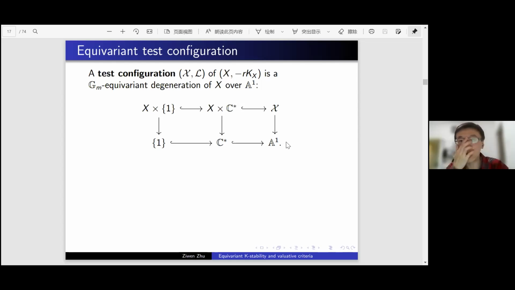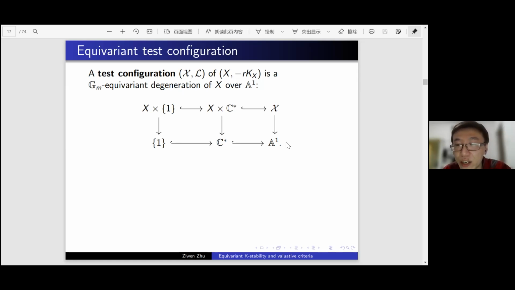Before I talk about examples, let me first go through the definitions of K-stability and equivariant K-stability. Therefore, I need to go through the definition of test configurations. A test configuration of a Fano variety X is a C-star equivariant degeneration of X. Outside the central fiber, it's C-star equivariantly trivial, so it's X cross C-star over C-star. And then we have a degeneration over A1.